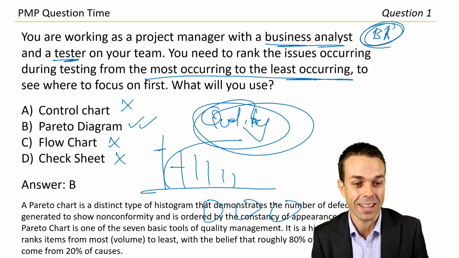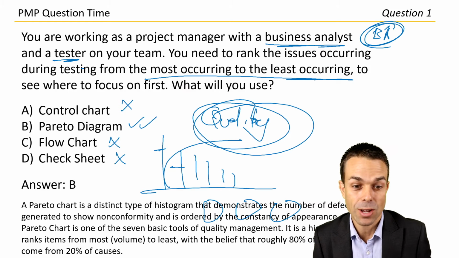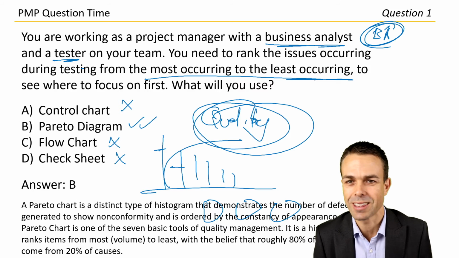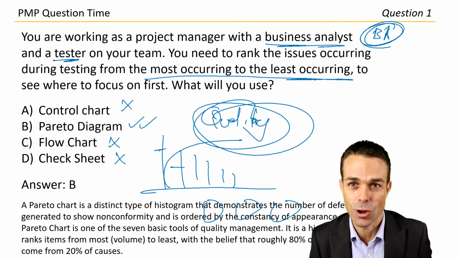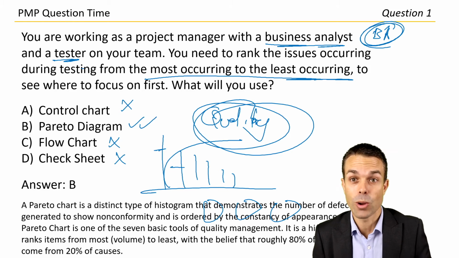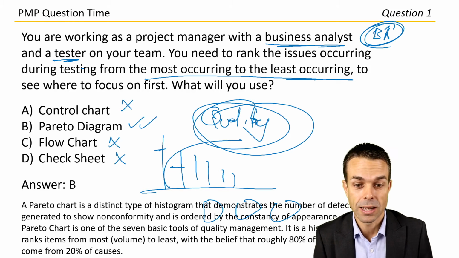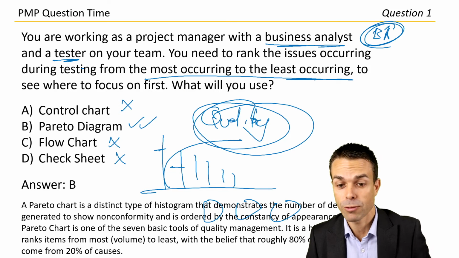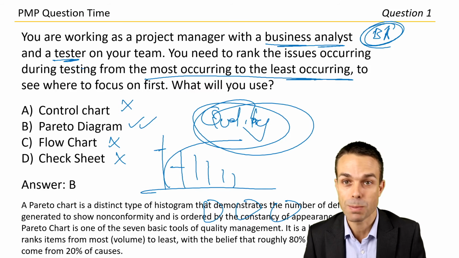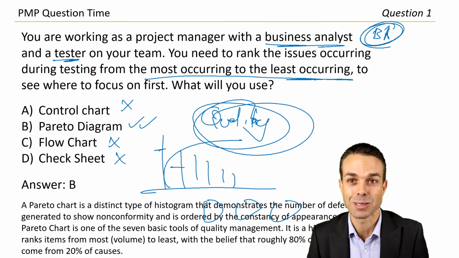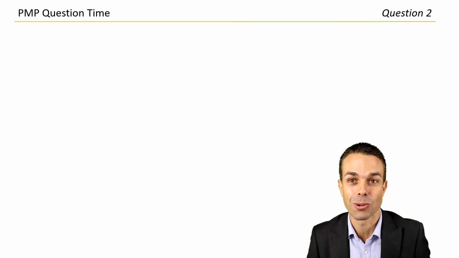Letter B, fantastic. Pareto chart is a distinct type of histogram, so it's basically a bar chart as well. You know, like they say histogram, but that's just a fancy term. It's basically a bar chart. It's the number of defects, can show anything from most to least. It's a histogram that ranks items from most to least with roughly 80% of the effects coming from 20% of the causes. That's the idea behind the Pareto principle that you'll come across as well. How did you go? Let's go with question 2.